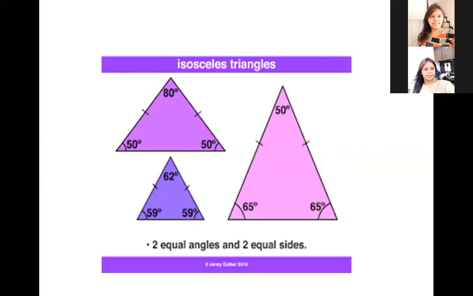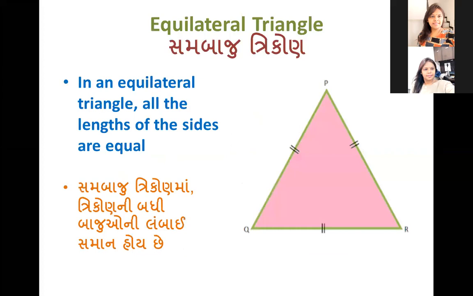So let's move to the next definition. This is an equilateral triangle. Equilateral triangle means a triangle in which all sides are equal. A triangle having three sides, where all three sides are equal, is known as an equilateral triangle. So these are the definition and the figure of the equilateral triangle on your screen.